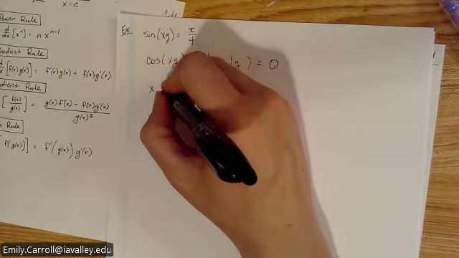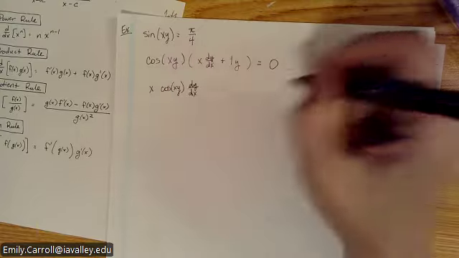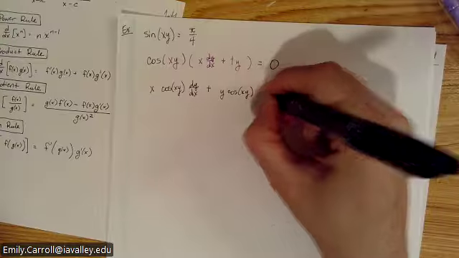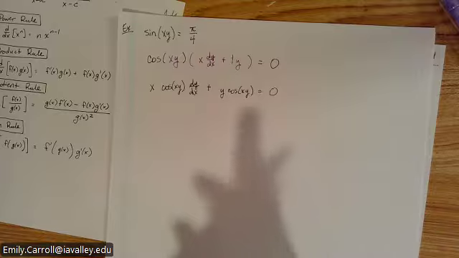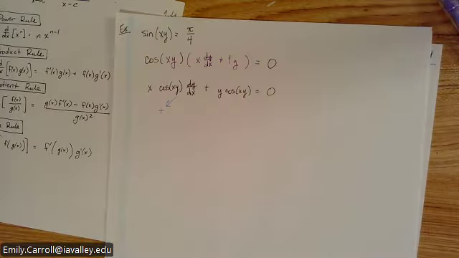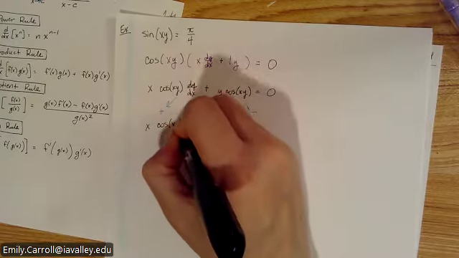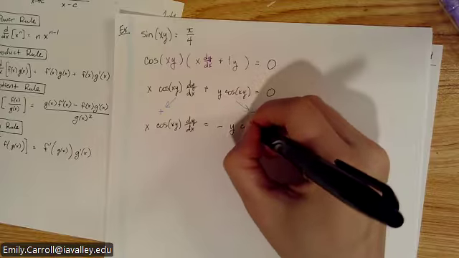So I'll have x cosine of xy dy dx plus y cosine of xy equals 0. All right, so then I'm going to put everything with the dy dx on one side and everything else on the other. So that'll go to the left and stay positive. This is going to move over to the right and become negative. So x cosine of xy dy dx equals negative y cosine of xy.